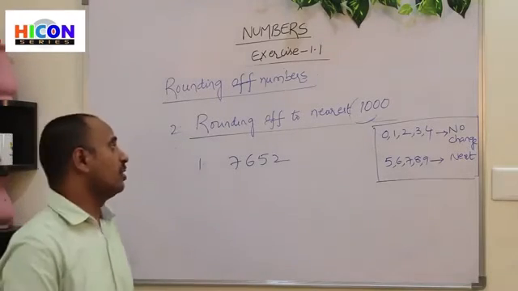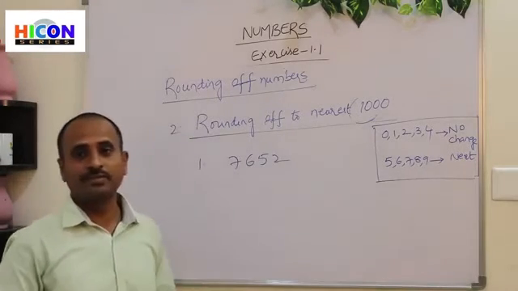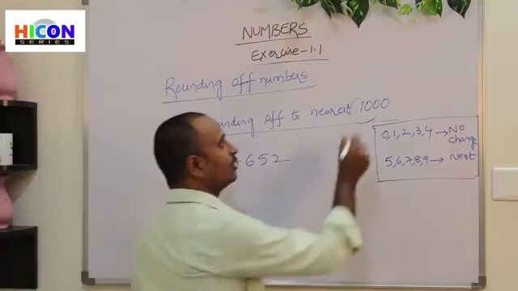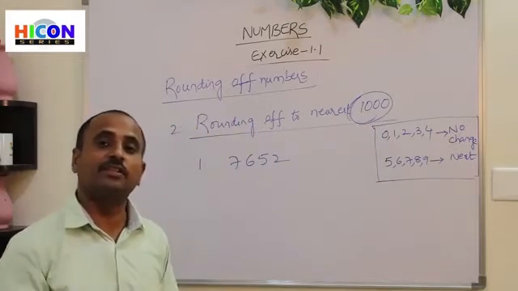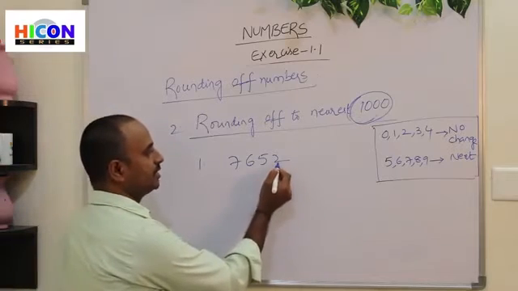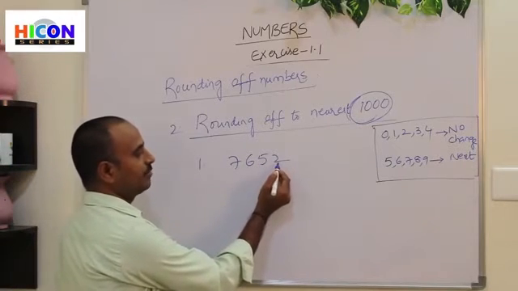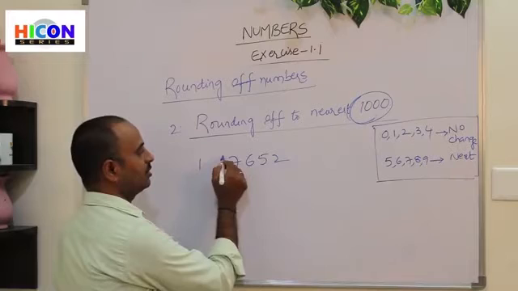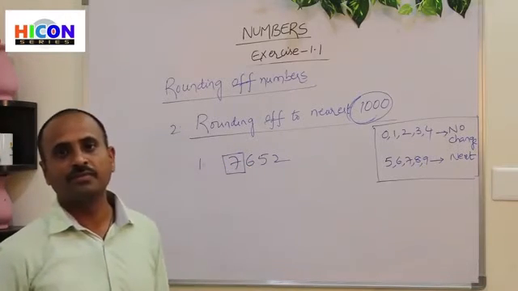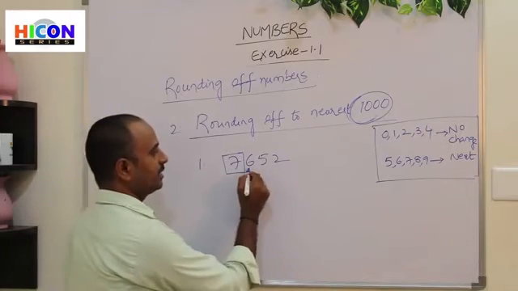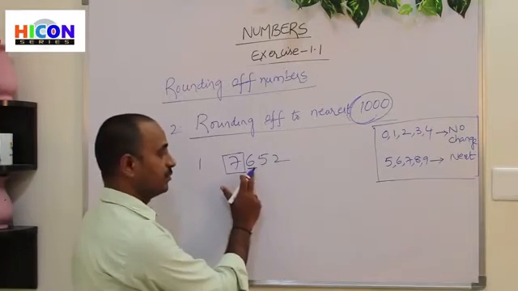Now we have to round off the given number to thousands. That's why identify the digit present in the thousands place. Ones, tens, hundreds, thousands. So this is the digit present in the thousands place, 7. Now check the next digit. Here the next digit is 6. That is more than 5.